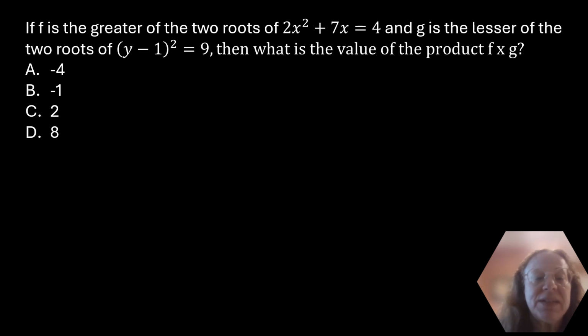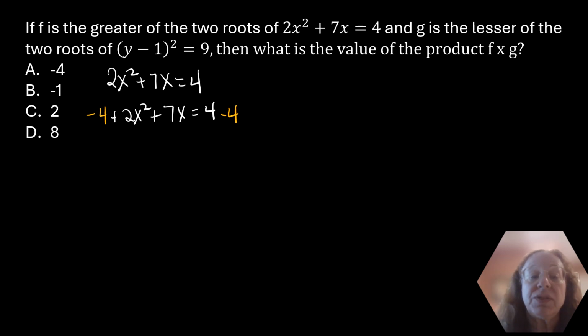If f is the greater of the two roots of 2x squared plus 7x equals 4, and g is the lesser of the two roots of (y minus 1) quantity squared equals 9, then what is the value of the product f times g?